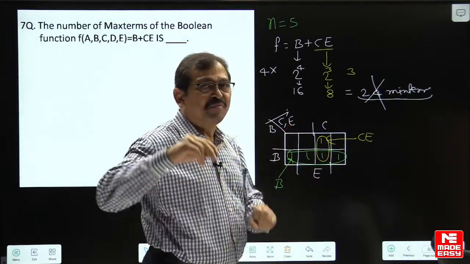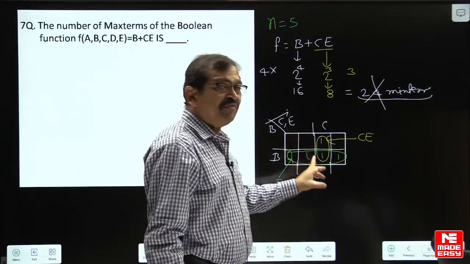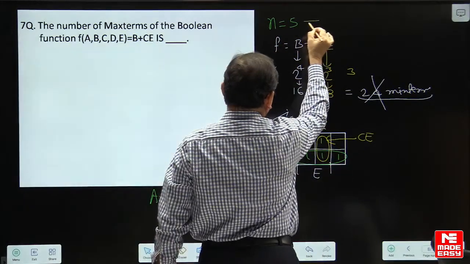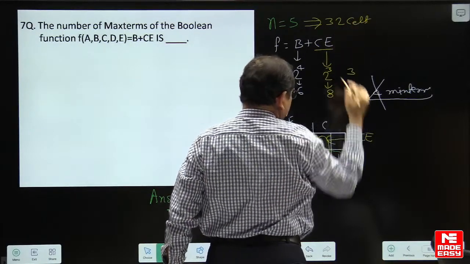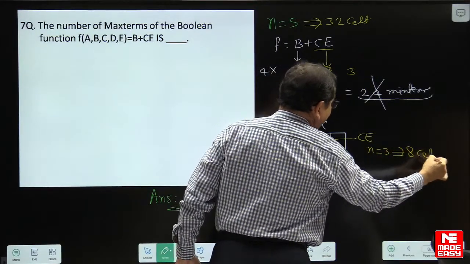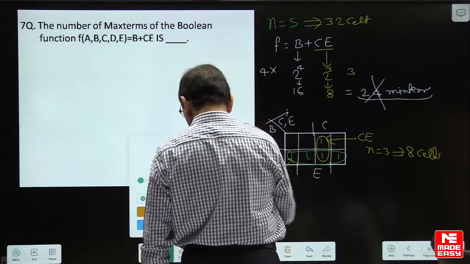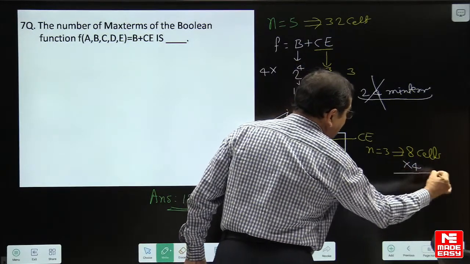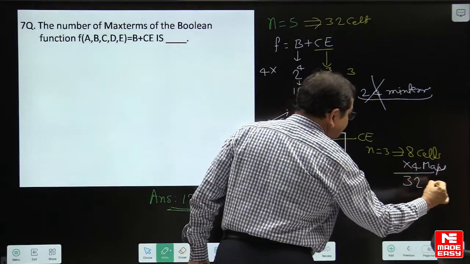Now this 3 variable K-map is to be used on this 5 variable K-map. As you know well, using a 5 variable K-map, in total we have 32 cells. Using this 3 variable K-map, we are able to accommodate only 8 cells. To use it on this 5 variable K-map, we are required to use 4 such 3 variable K-maps. If we use 4 3 variable K-maps, you are able to accommodate 32 cells.